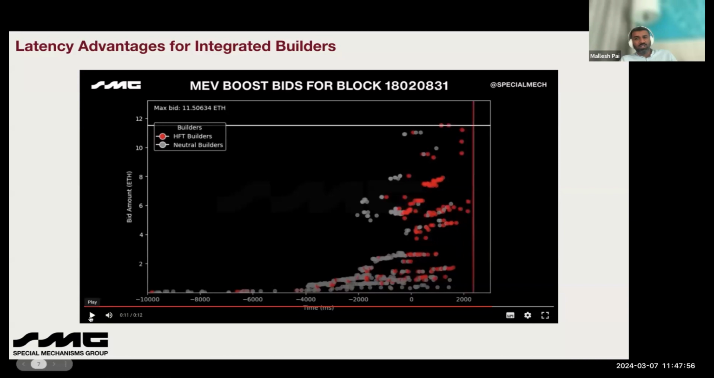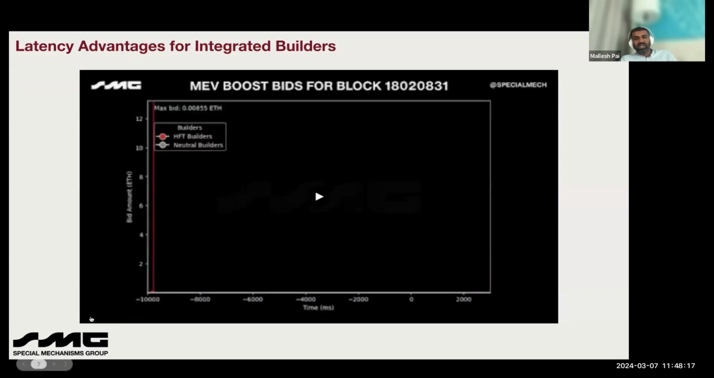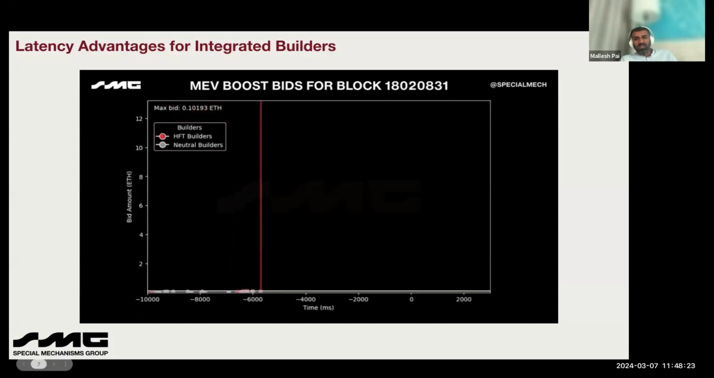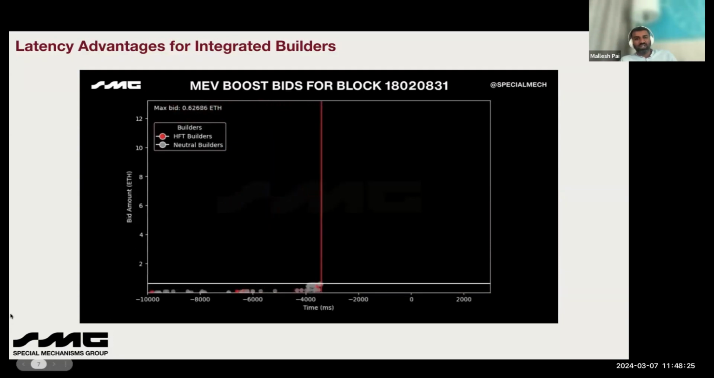Hopefully you could hear that sound. So what was the point of this visualization? What we're trying to show you is the times at which neutral builders bid versus the times at which HFT builders bid. We're using a xylophone for neutral builders. We're using piano for HFT builders, and the bid is deciding the note. So you can just auditorily tell how the bidding changes over time.